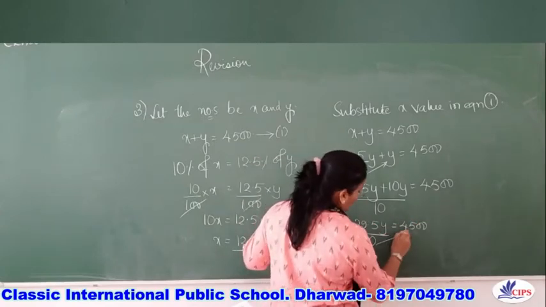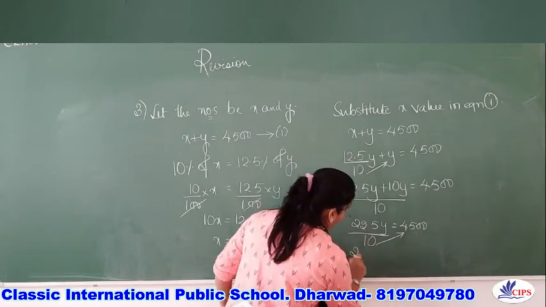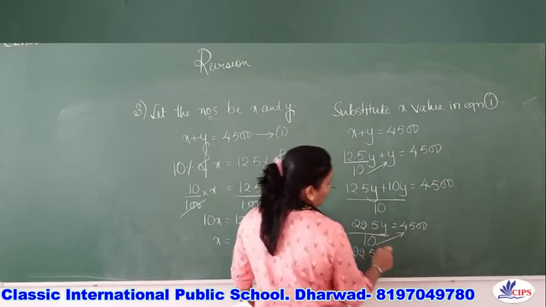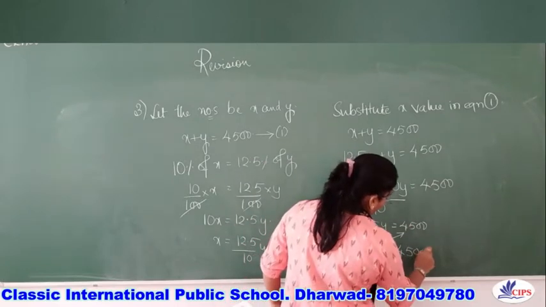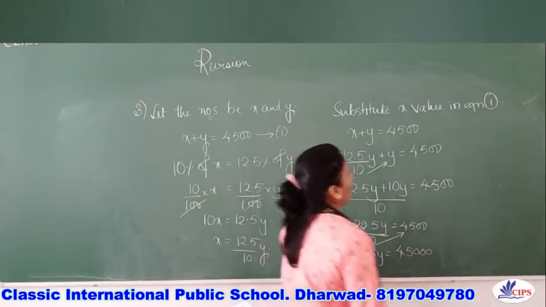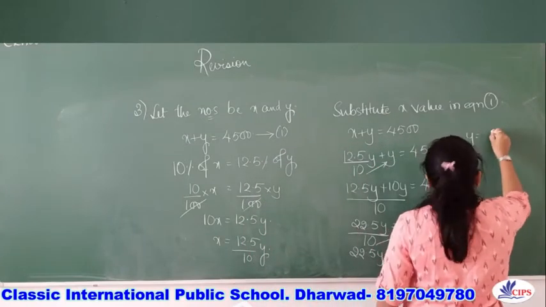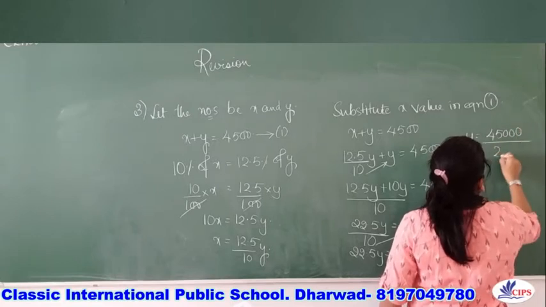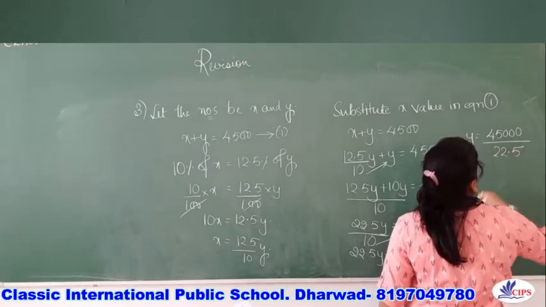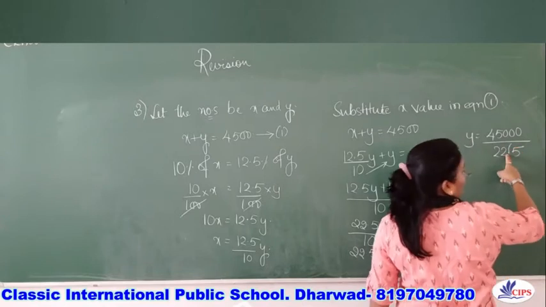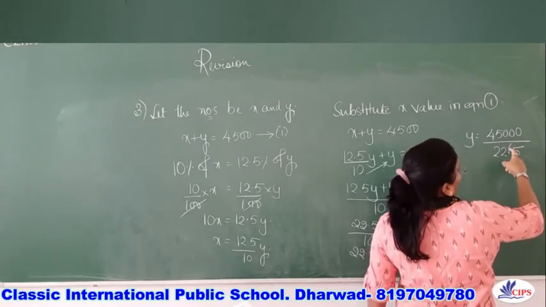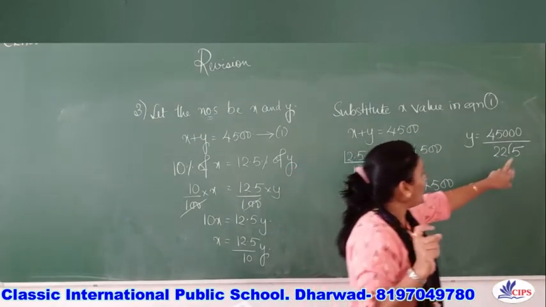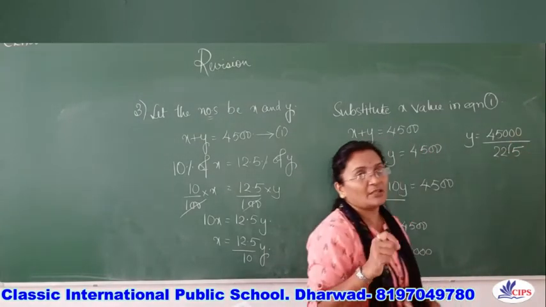Now what I'll do is I'll cross multiply here. So it becomes 22.5y is equal to 4500 into 10 becomes 45,000. Now y is equal to 45,000 divided by 22.5. Now I'll remove the point. See, when you shift the point, what you have to do? You have to add zeros, like the number of decimal places you have, that many zeros you have to add in your numerator.